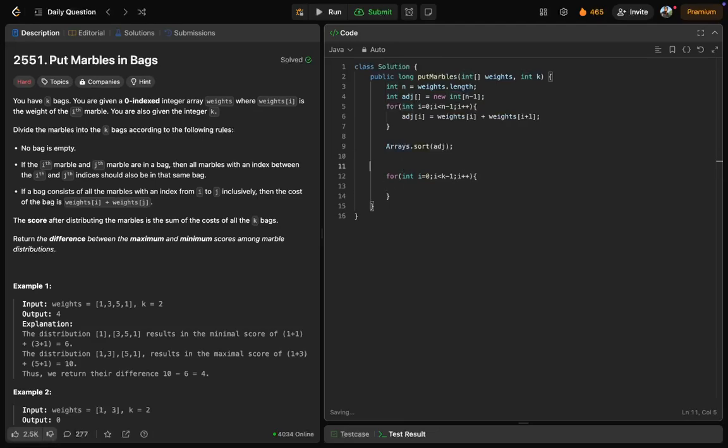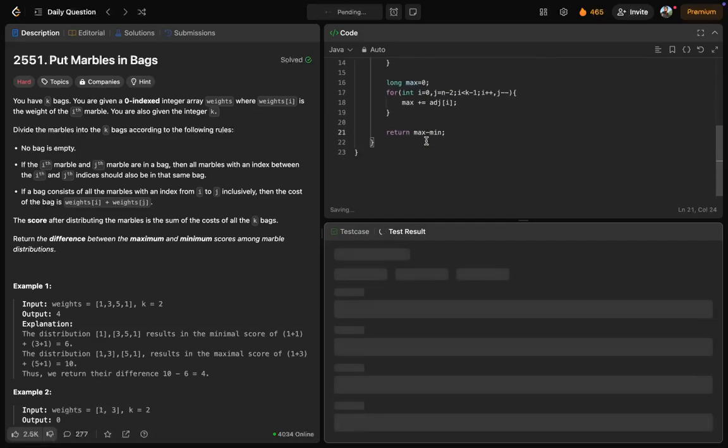In the minimum I will take long, and I will also select k minus 1 bigger values. So let's write i here, while i is less than k minus 1, i plus plus, but in this case I will select from the last. It is n minus 2. My array size is n minus 1, so the last value is n minus 2. Max plus equals adjacent of i. Just return max minus min.